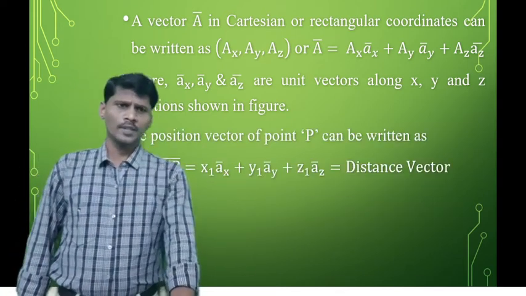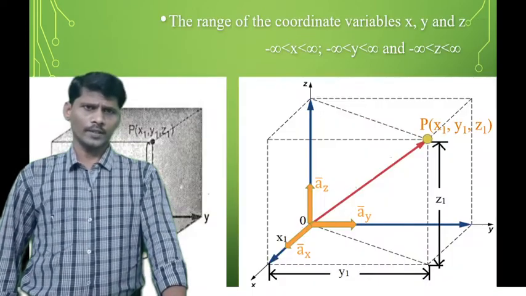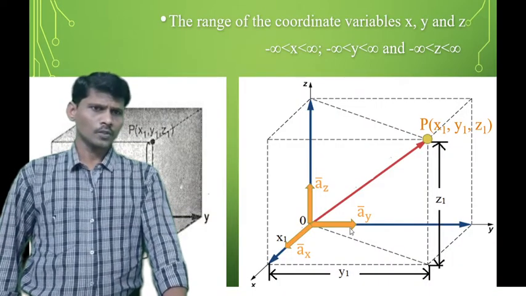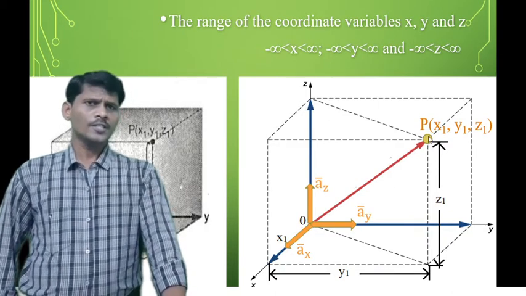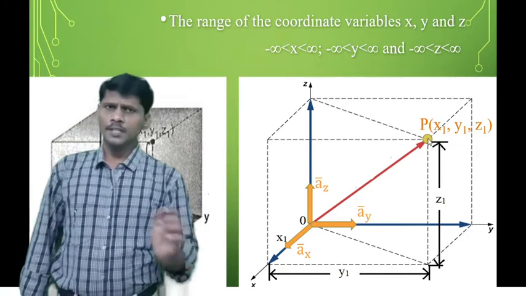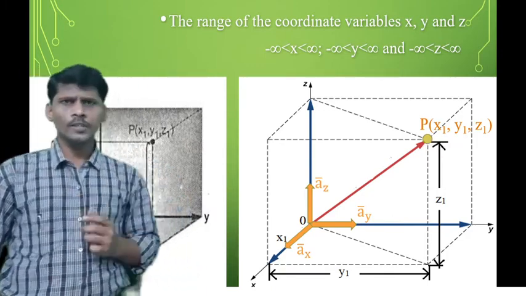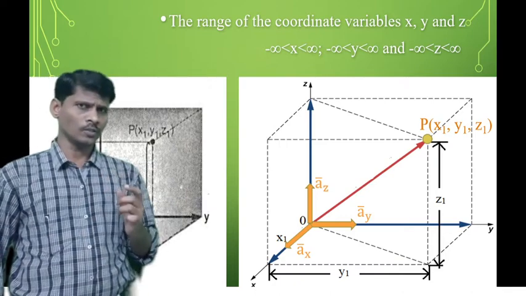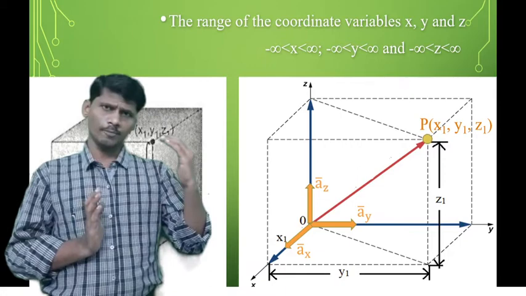So from this figure, find out the position vector. Find out the origin to P position vector. This is the point P. What is the point P? x1, y1, z1. At the origin, what is the coordinate point? 0, 0, 0. So find out the distance between origin and point P.